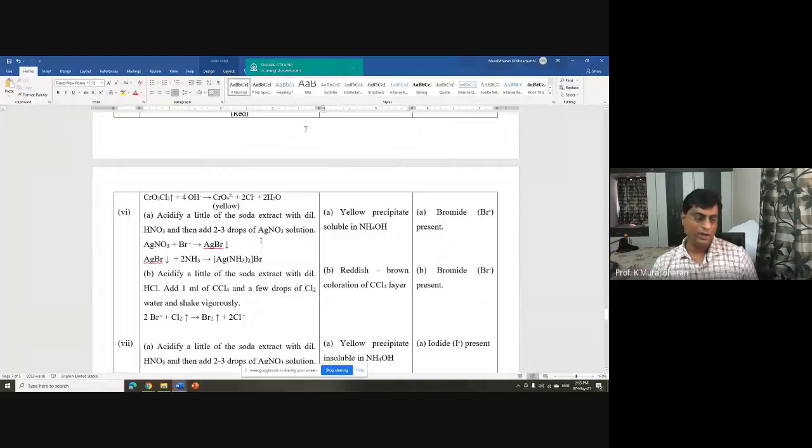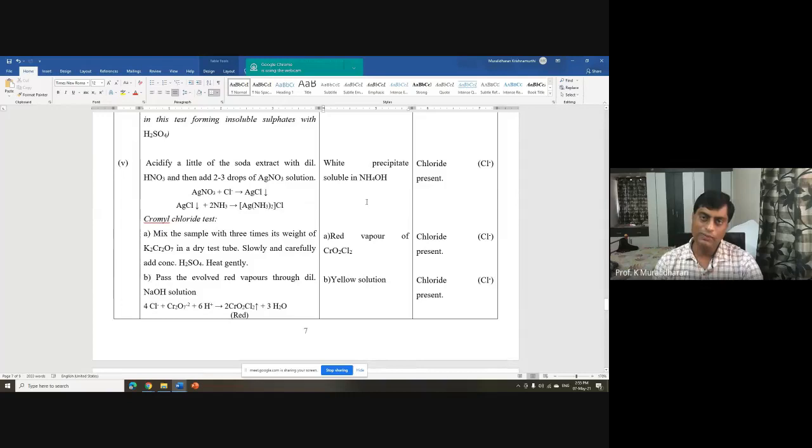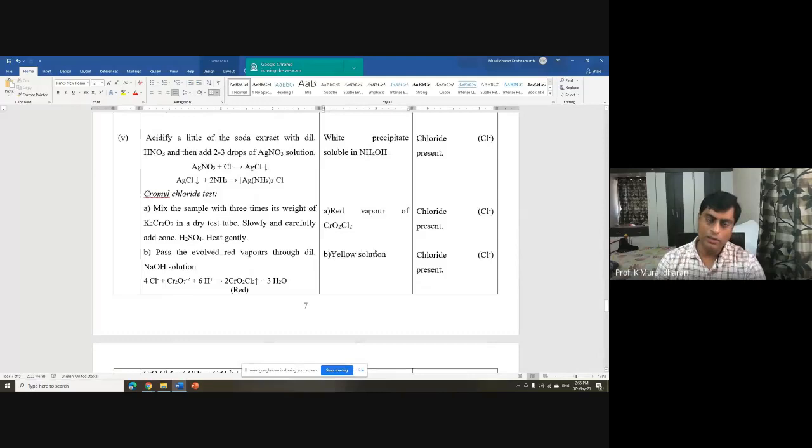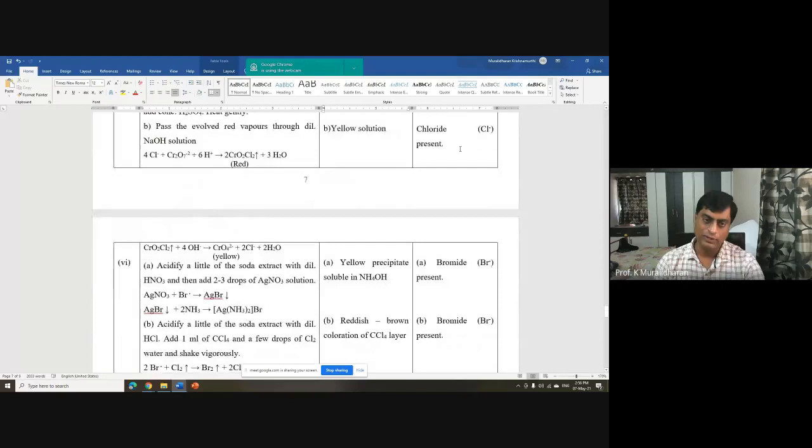Because today we have lead chloride in our sample, you are supposed to get beautiful color formation in these three reactions. The beautiful chemistry happening: one, silver chloride formation, and that is going into solution. And also it will answer the chromyl chloride test, followed by red vapor and yellow solution formation. All three will give a nice, beautiful answer here.